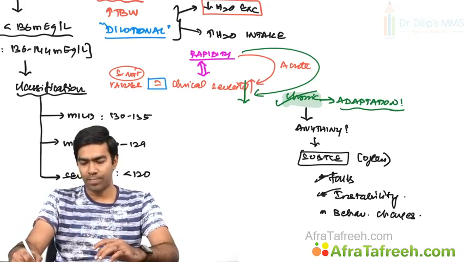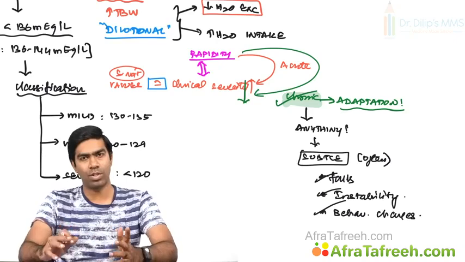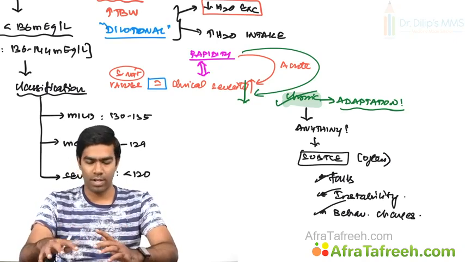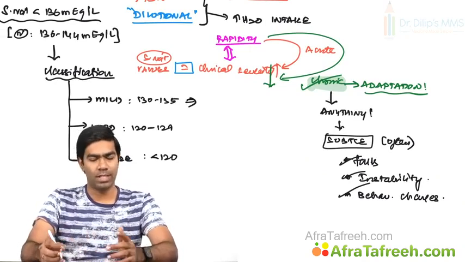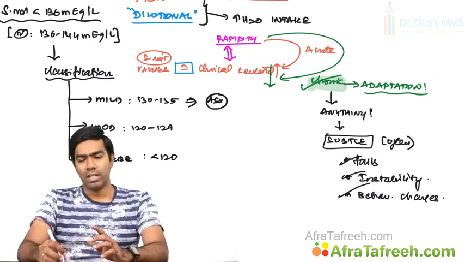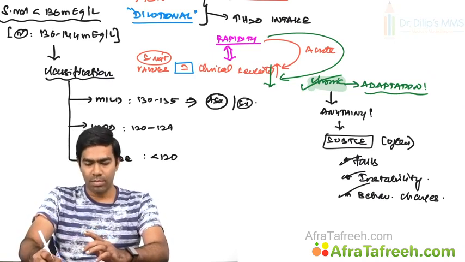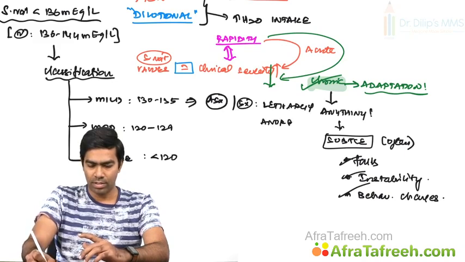This is the reason why you have to know that the rapidity of development of hyponatremia is the one that's going to predict the exact clinical severity. So let me tell you about mild hyponatremia and what will be the symptoms. Usually they tend to be completely asymptomatic. Even if they are symptomatic, the symptoms are going to be extremely mild, like they'll be feeling lethargic, anorexic, and they might have some muscle cramps.